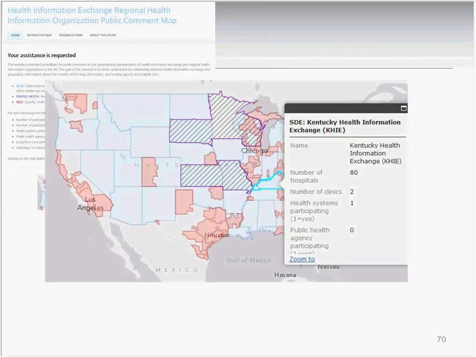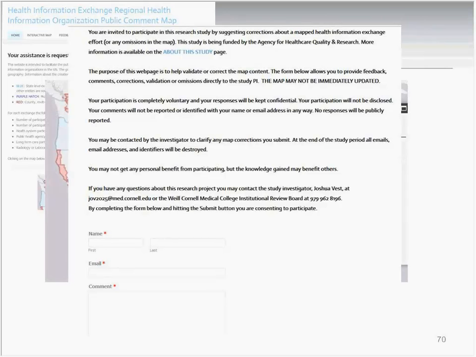Once you went to this website, a user could see an HIO, they could interact with it, they could click on the geography, and see what area it purported to serve. Then they could pull up extra information that we had also collected, like the number of participating hospitals, health systems, public health agency participation, clinics, those kinds of information. And lastly, users were invited to submit feedback on the data and also edits. This was approved by the IRB, just for your information.